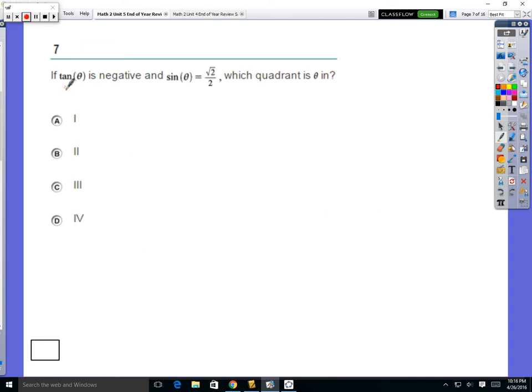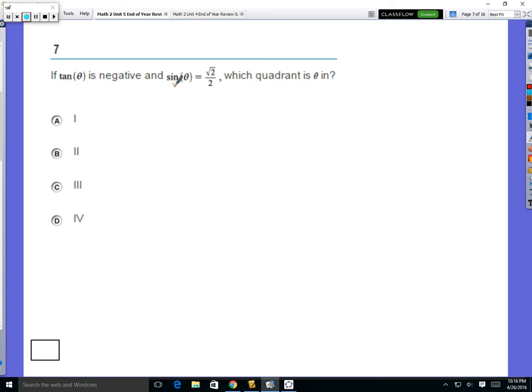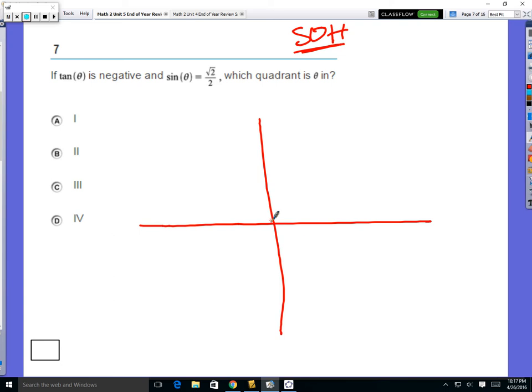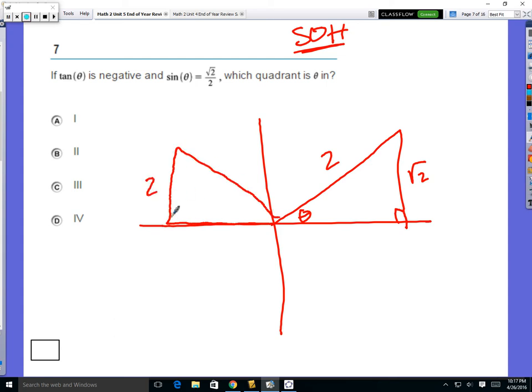7. Tangent of theta is going to be negative. And the sine of theta is square root of 2 over 2. Okay, sine is opposite over hypotenuse. So check this out. Here are your options. Let's draw a triangle. There we go. Okay, if theta was here, opposite would be square root of 2 over hypotenuse would be 2. Okay, now if you flip that this way, it would look like this. This piece would still be 2, square root of 2, and this piece would still be 2.